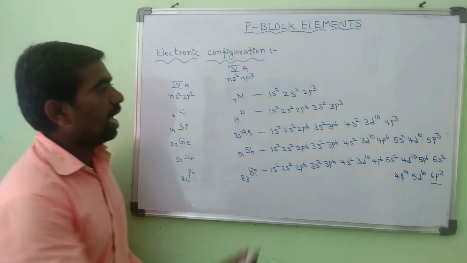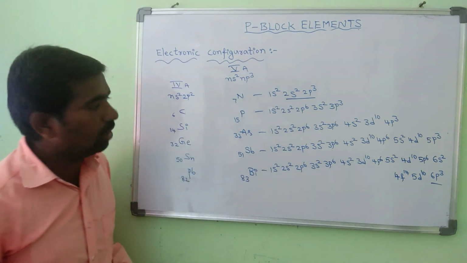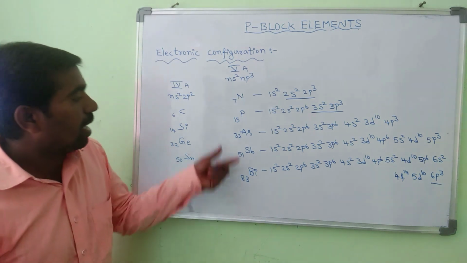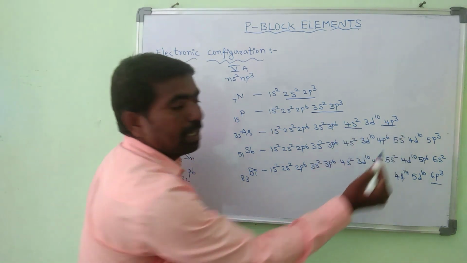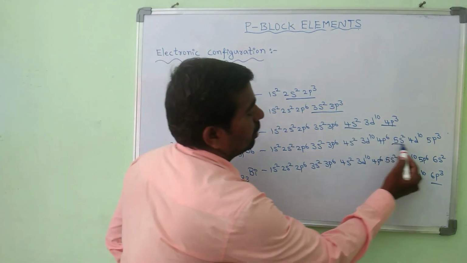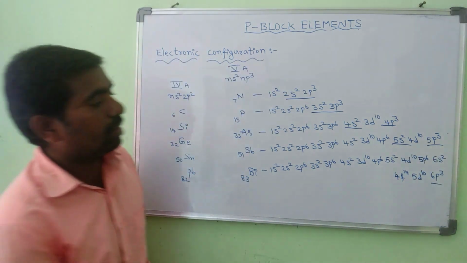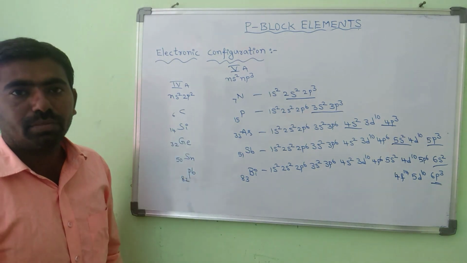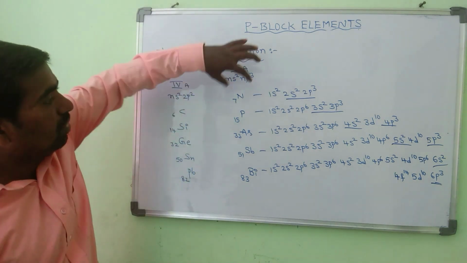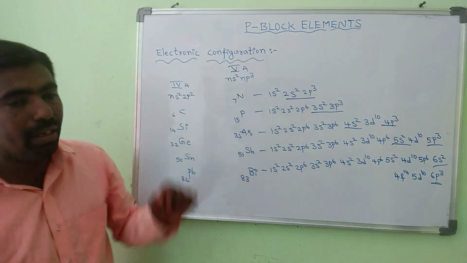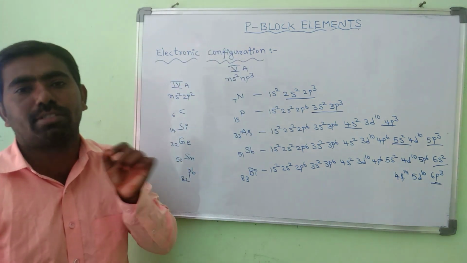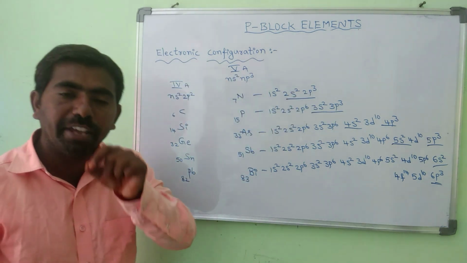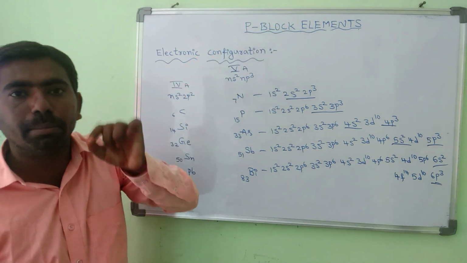Nitrogen has the 2s2 2p3 configuration. Phosphorus has the configuration of 3s2 3p3. Arsenic 4s2 4p3. Antimony 5s2 5p3. Bismuth 6s2 6p3. By the observation of this, we can say these elements have a similar electronic configuration in the outer shell, that is s2p3 configuration, but there is a variation in the principal quantum number value.